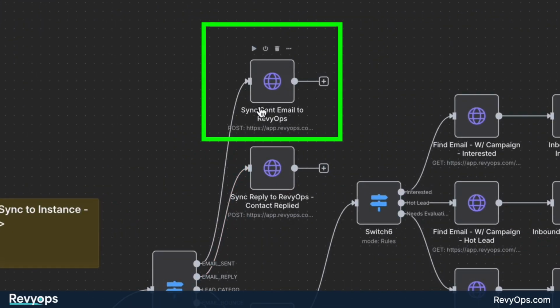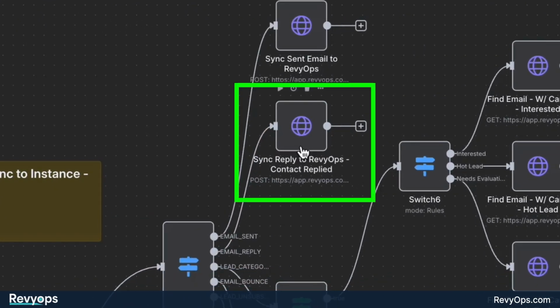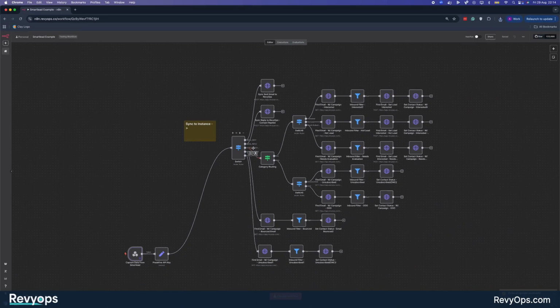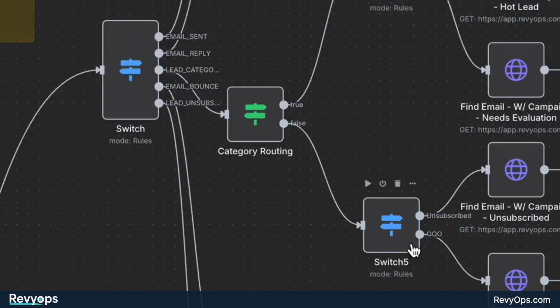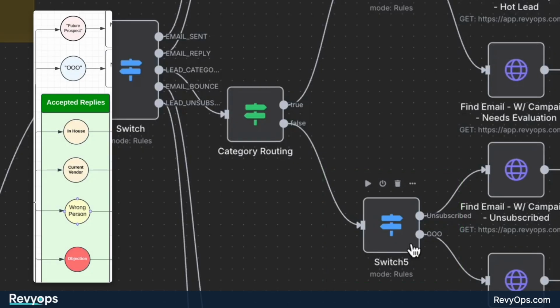Based on that, if the event type is email sent, what we do is we store that data against the contact in ReviOps. The same goes for email reply. We store that reply and we also store it against the contact in ReviOps. What happens for lead category? If you were to tag a contact in Smartlead, you need to define which types of categories you want to track. Based on the categories you want to track, we will then set a contact status to that specific category within ReviOps.